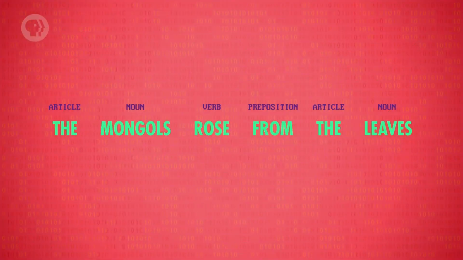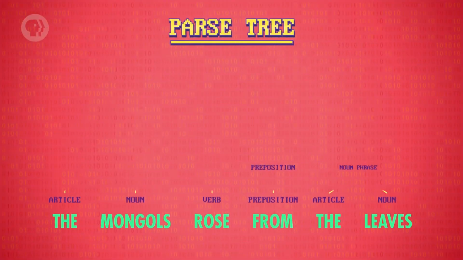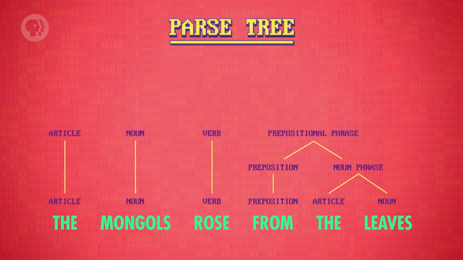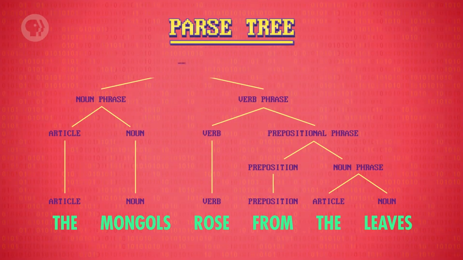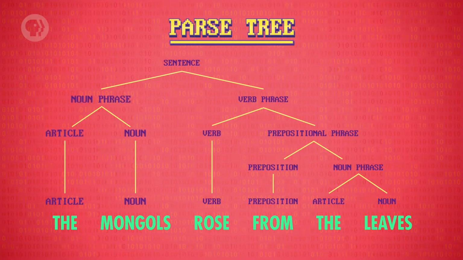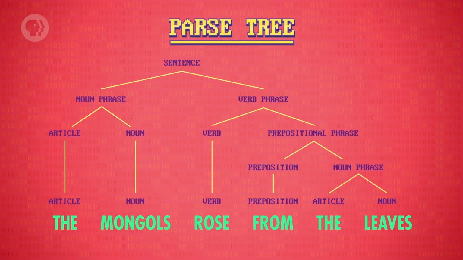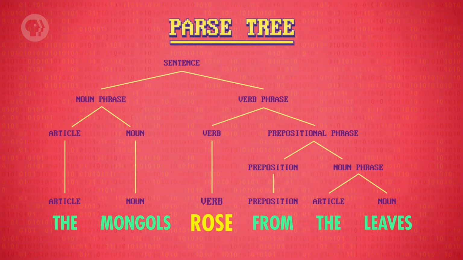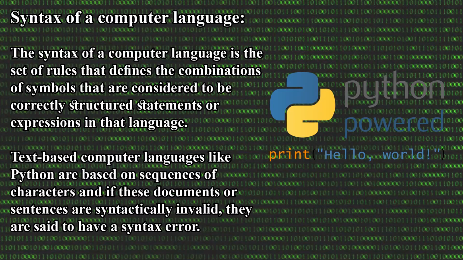Then, using these rules, it's fairly easy to construct what's called a parse tree, which not only tags every word with a likely part of speech, but also reveals how the sentence is constructed. We now know, for example, that the noun focus of this sentence is the Mongols, and we know it's about them doing the action of rising from something, in this case, leaves.